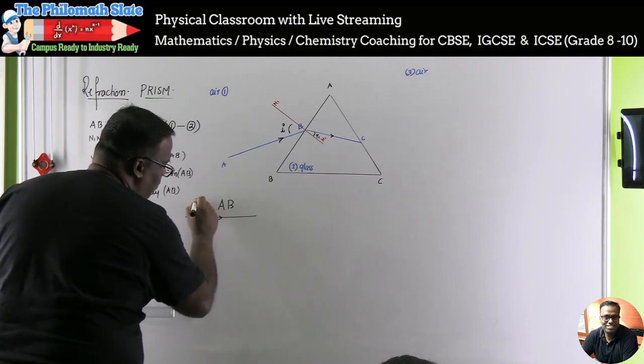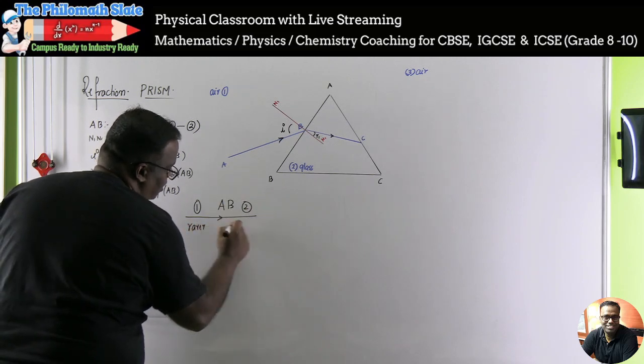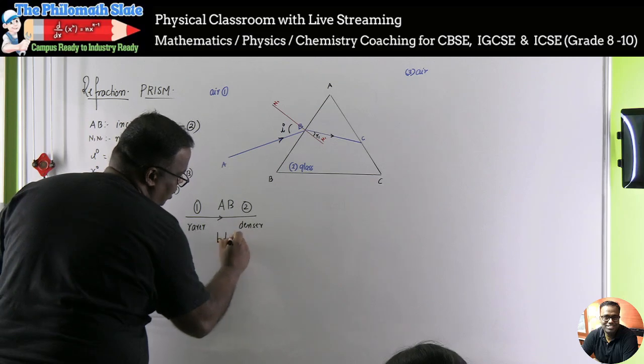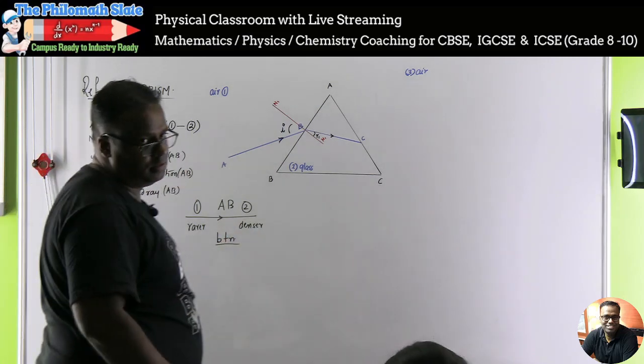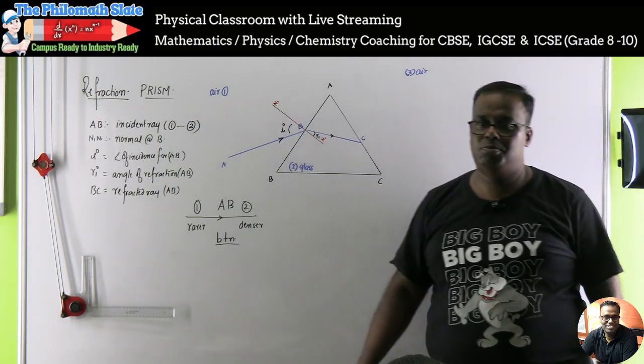Light is traveling from 1 to 2. Light is traveling from rarer to denser. That means it will always bend towards normal. BTN means bend towards normal.